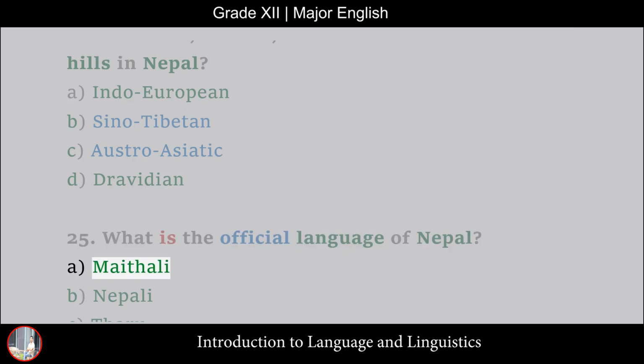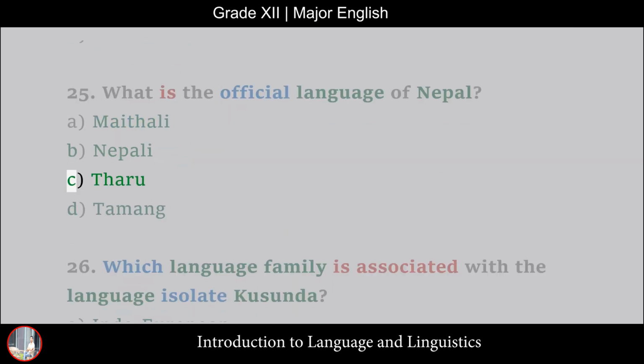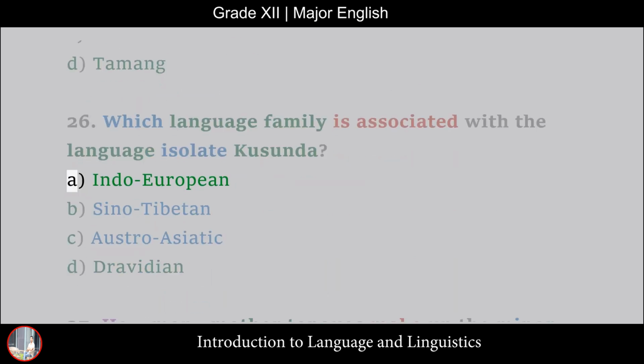25. What is the official language of Nepal? A. Maithili. B. Nepali. C. Tharu. D. Tamang. 26. Which language family is associated with the language isolate Kasunda? A. Indo-European. B. Sino-Tibetan. C. Austroasiatic. D. Dravidian.